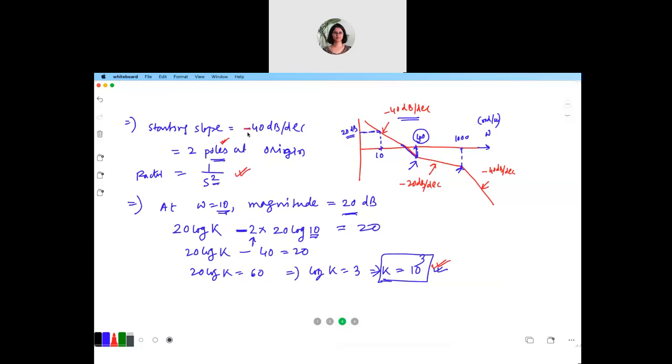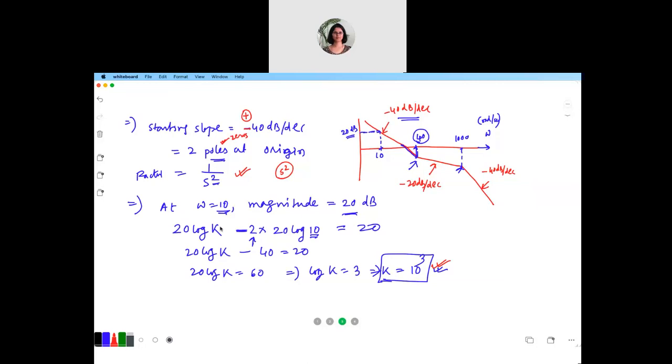If this was plus, I would have got 2 zeros at the origin and the factor would have been s square. In place of poles it would have been zeros, and in place of 1 by s square, it would have been s square. So these are the changes, right? If it is minus 20, then I would get only one term, so only one pole, so it would have been 1 by s, and so on.